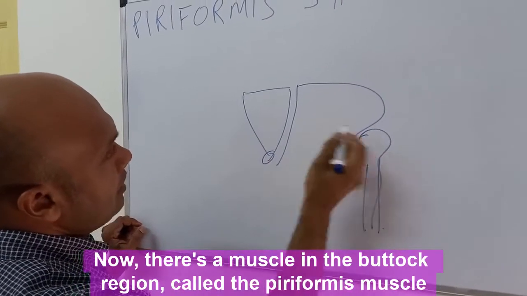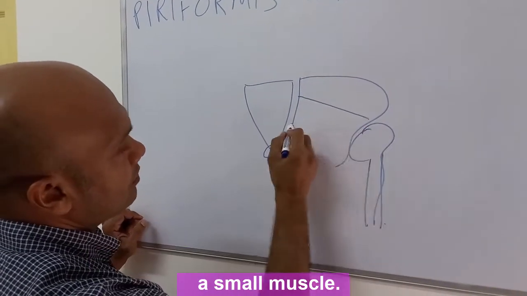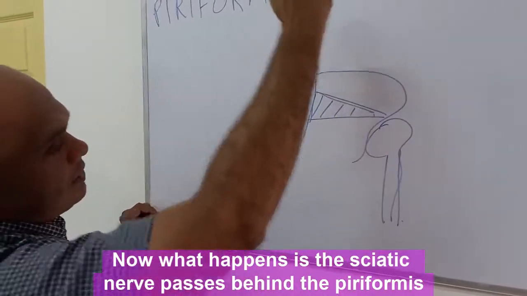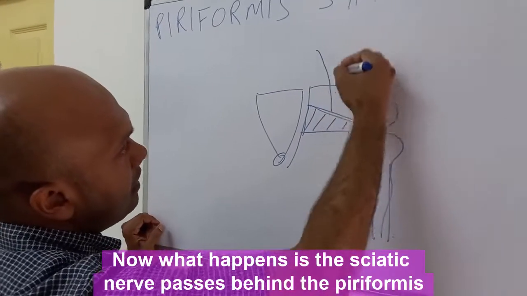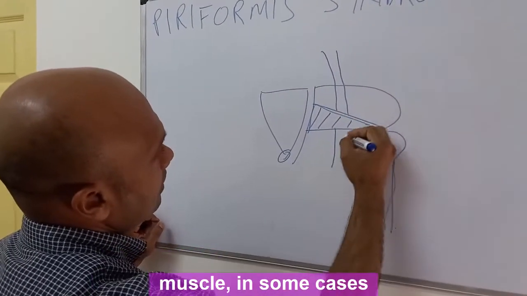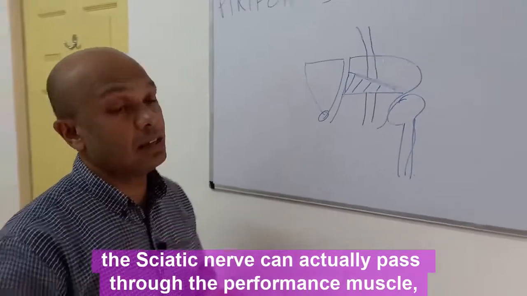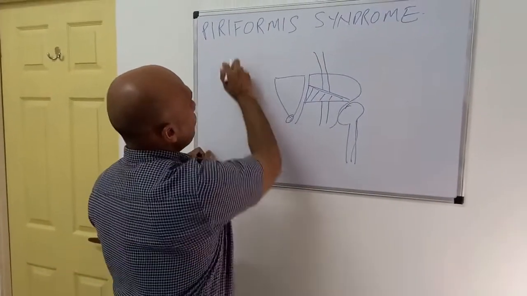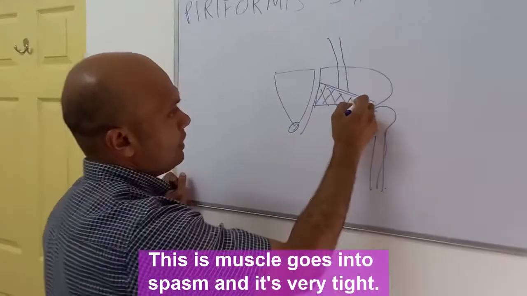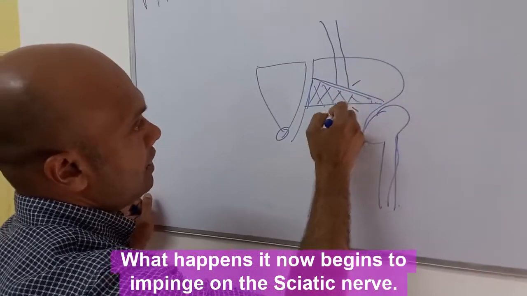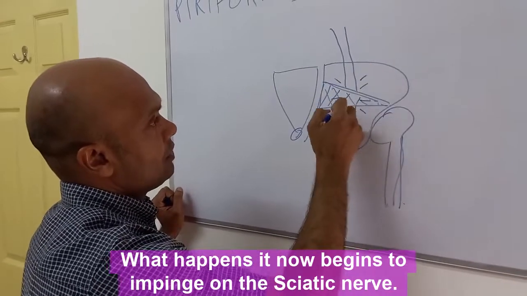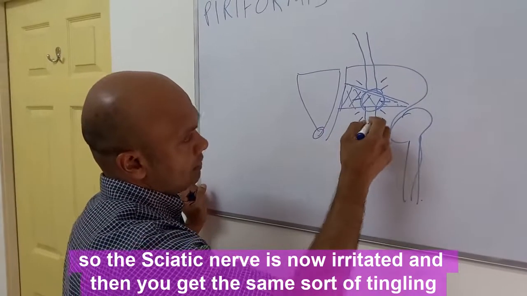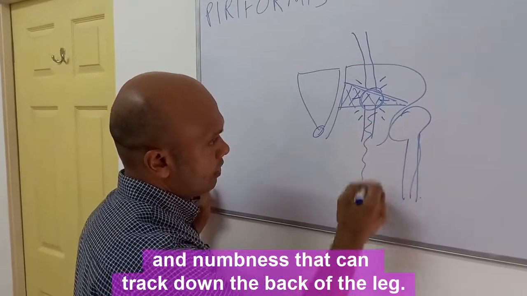Now, there's a muscle in the buttocks region called the piriformis muscle, a small muscle. And what happens is the sciatic nerve passes behind the piriformis muscle. In some cases, the sciatic nerve can actually pass through the piriformis muscle. But what happens here in Piriformis Syndrome, this muscle goes into spasm and is very tight. And it now begins to impinge on the sciatic nerve. So the sciatic nerve is now irritated, and then you get the same sort of tingling and numbness that can track down the back of the leg.